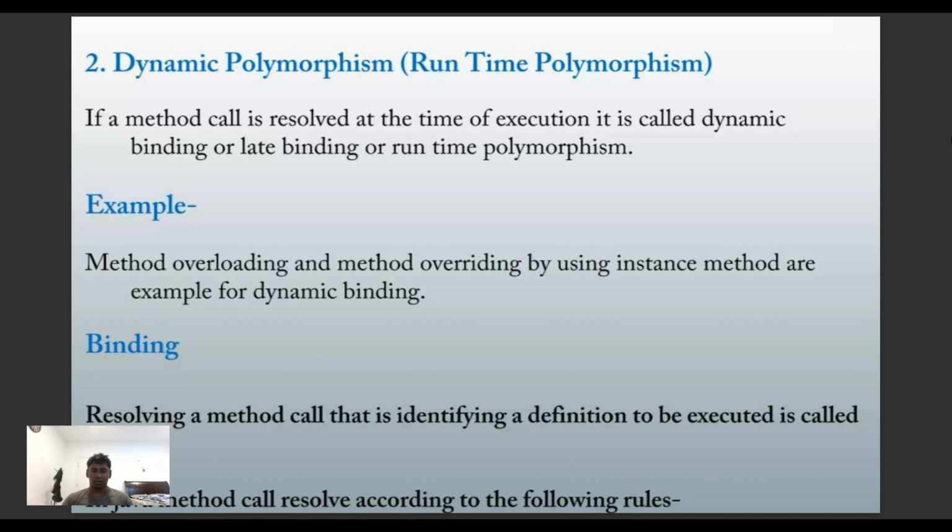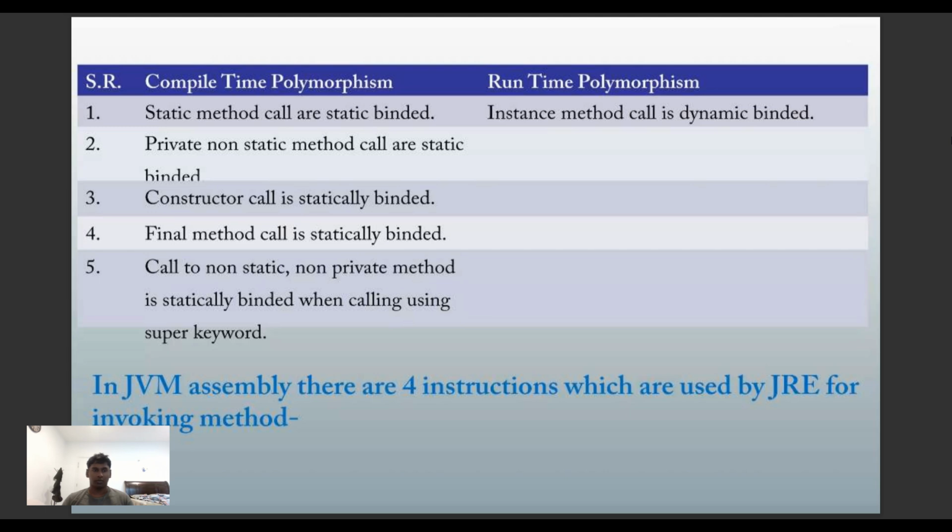In Java method call, resolve according to the following rules. For static polymorphism, static method calls are static binded, private non-static method calls are static binded, constructor call is statically binded, final method call is statically binded, call to non-static non-private method is also statically binded when calling using the super keyword. For dynamic polymorphism, only the instance method call is dynamic binded.